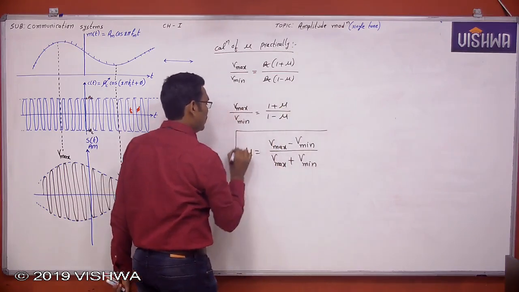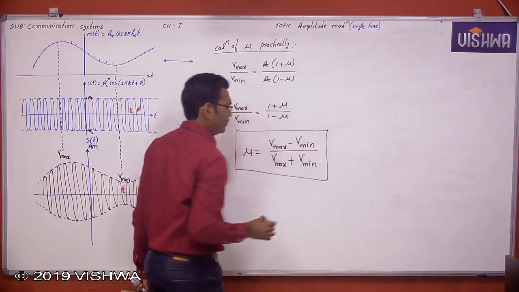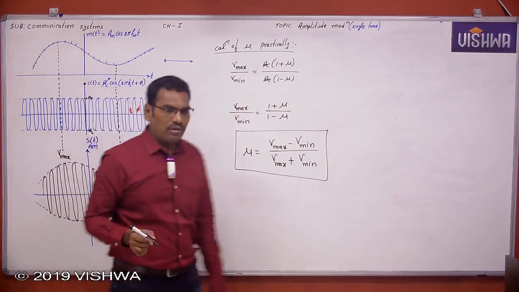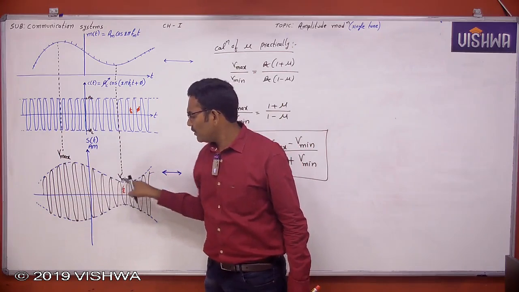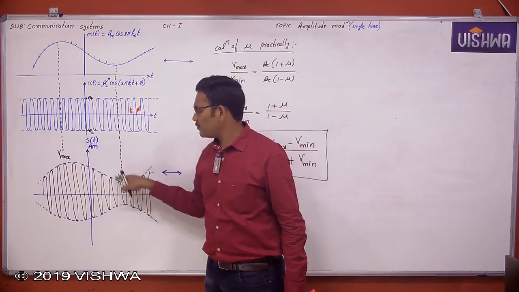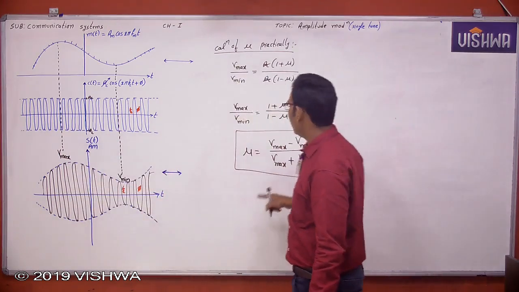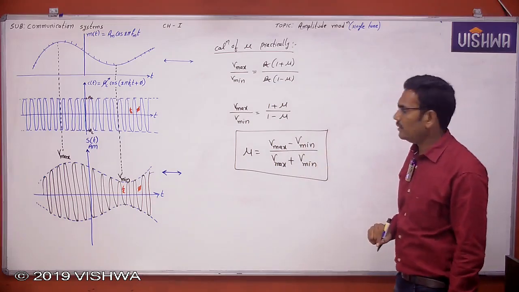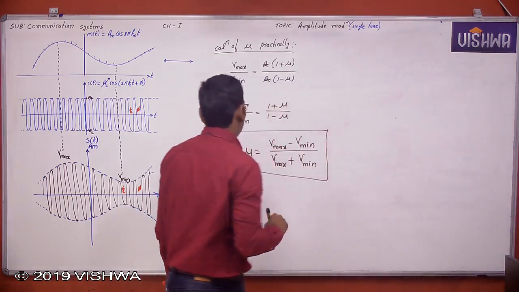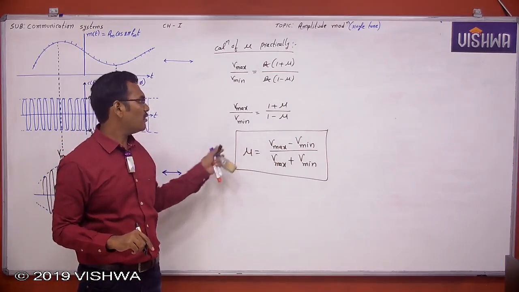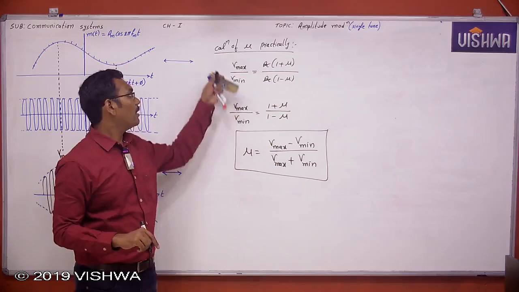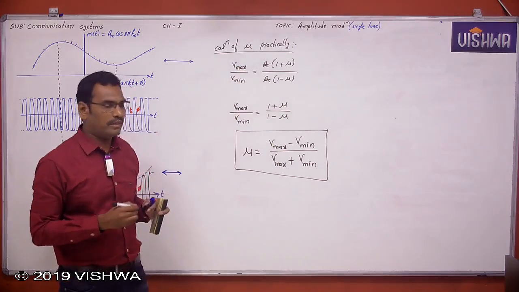This is the modulation index mu. This is the way the modulation index mu is calculated practically: V maximum minus V minimum by V maximum plus V minimum. So you know the waveform and we can calculate V maximum and V minimum. Based on that, this is the modulation index. This is the practical way of calculating the modulation index mu.